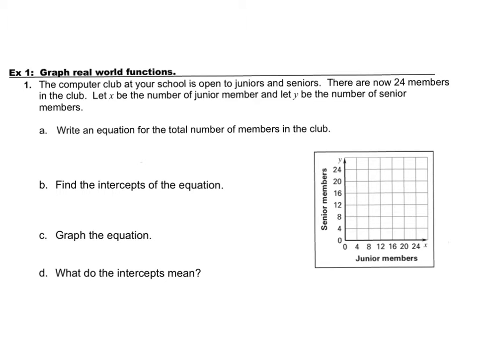All right, what I like to do is start by defining those variables. I'm just going to say X is equal to the number of junior members. And then let Y be the number of senior members. So we're just going to write Y is equal to the senior members.